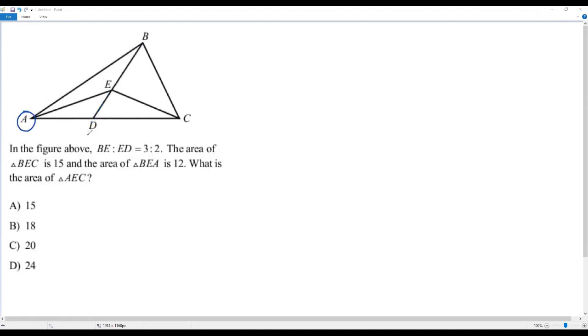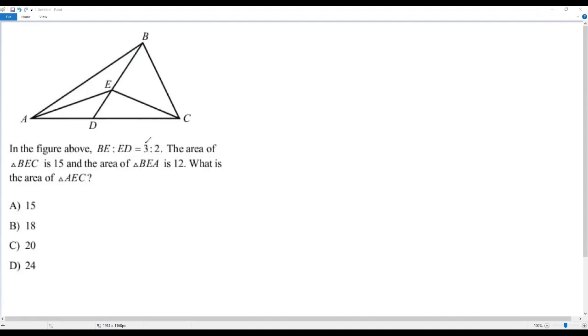Whenever two triangles have their bases on the same line segment and have a common vertex, then in whatever ratio we have their bases, in the same ratio we'll have their areas. So the two triangles BEA and DEA have the bases in the ratio BE to ED, which is 3 to 2. The same ratio will hold for the areas of this triangle and this triangle. Let me write it.